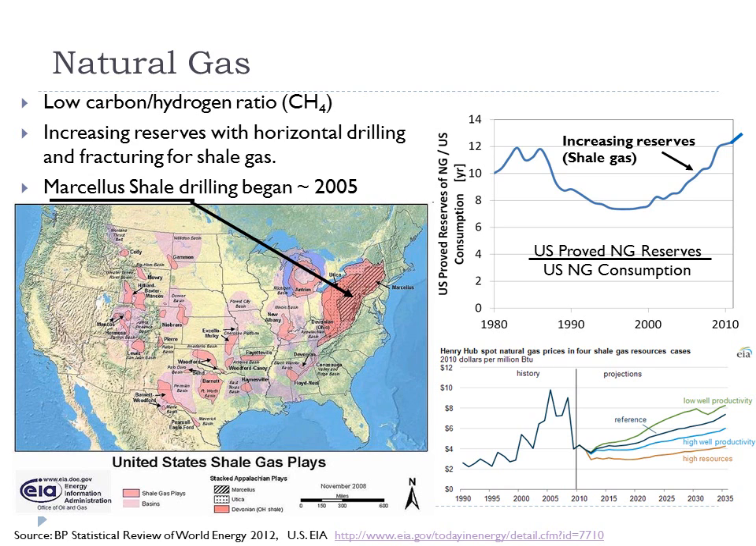So let's talk a little bit about natural gas itself. It's a fairly low carbon-to-hydrogen ratio fuel. It's a 4-to-1 ratio of hydrogen to carbon, as opposed to coal, where there's actually more carbon than there is hydrogen. What has been occurring over the last couple of decades is that the techniques for horizontal drilling and fracturing have greatly improved.